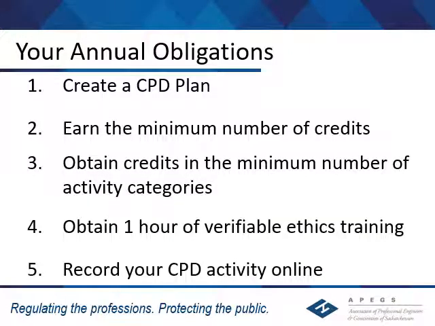In order to make sure that you're meeting your CPD annual obligations, you should create a CPD plan. The plan will help to make sure that you earn the minimum number of credits and obtain the credits in the minimum number of activity categories. You also need to obtain 1 hour of verifiable ethics training, and you need to record your CPD activity online.